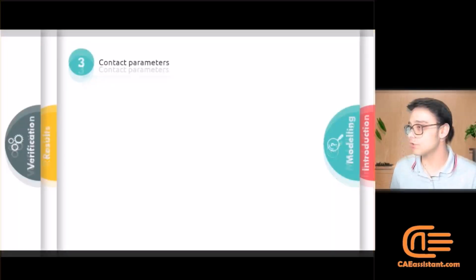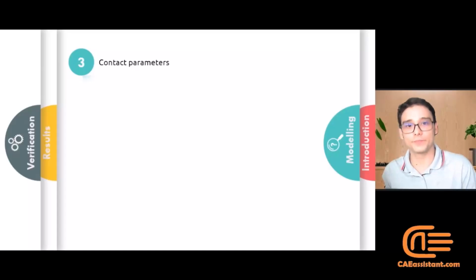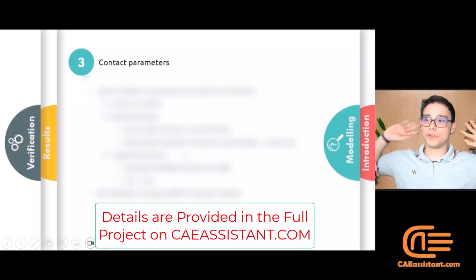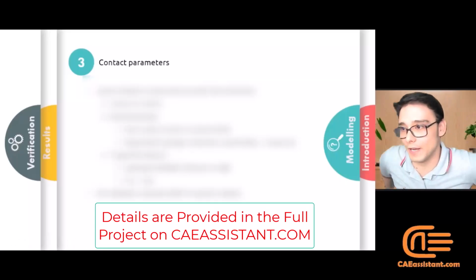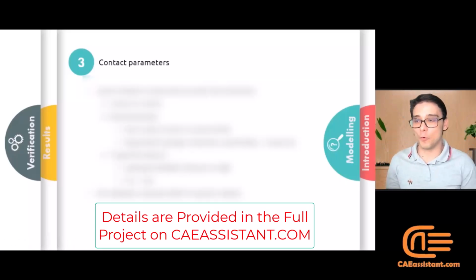Then we're going to talk about the contact parameters or the interactions. Here, we're going to develop some different behaviors. These are going to work well for threading. You can use other parameters, but these are going to be the ones that give the best results.